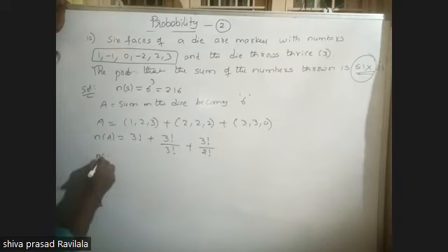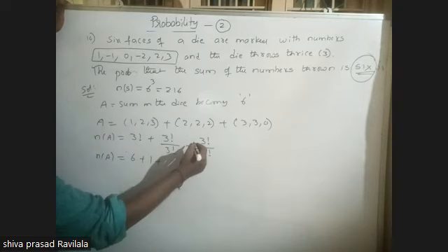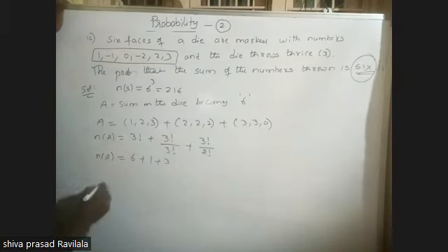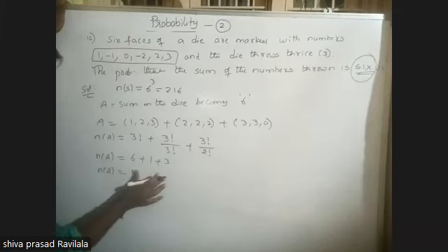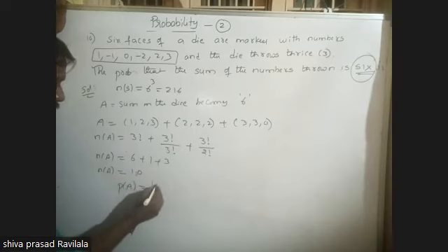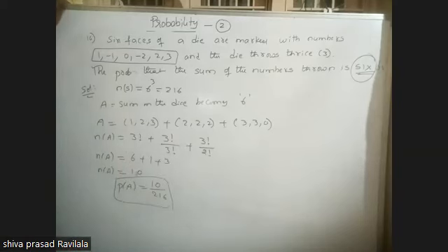Now n of A is equal to 3 factorial, that is equal to 6. Cancel here 1. And 2 factorial: 3 into 2 by 2, 2 cancels, 3. 6 plus 1 plus 3, n of A is equal to 10. Therefore, P of A is equal to 10 by 216. Like that, they change the faces of the dice and faces of the coins also.